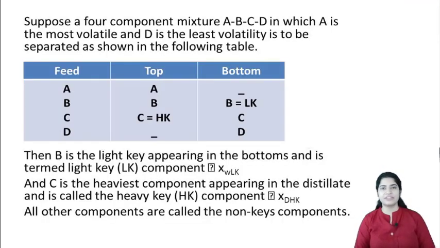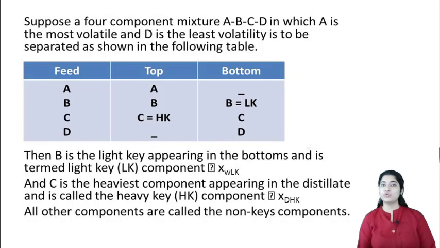So let's understand with an example. Suppose in your mixture you have 4 components, A, B, C and D. Here you can see that B and C are present in both top and bottom, so B and C are your key components. A and D are not key components because A is only present in top and not in bottom. Similarly, D is only present in bottom and is not present in top. Here you can see that A is the most volatile, because it is present in pure form in top and not in bottom.